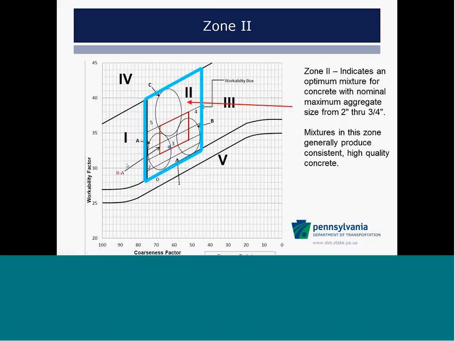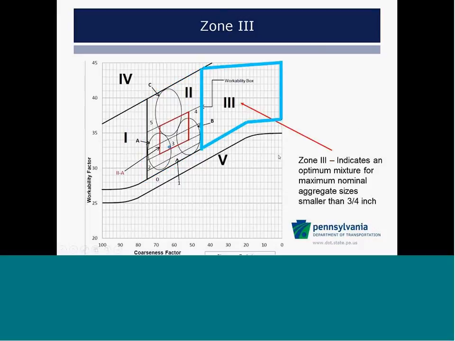Zone 2 is kind of where we want to be. Generalized zone 2 indicates an optimum mixture for concrete, with normal maximum aggregate sizes of 2 inches to 3/4 of an inch. Mixtures are generally consistent, high quality concrete. Obviously, there's a whole bunch of stuff inside of there. We'll look at the various zones in a minute here.